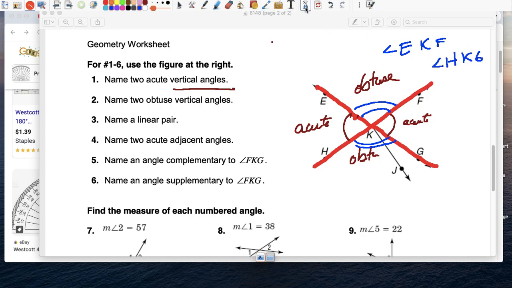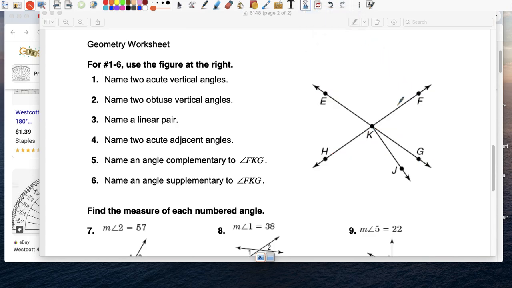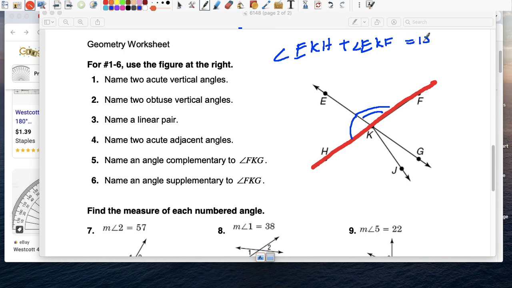A linear pair: two angles that add up to 180, right here. So let me give you the straight line first. So any straight line, and in this red line here, there are two angles, this angle and this angle. They're different angles. So angle EKH plus angle EKF equals 180, and they're a linear pair.